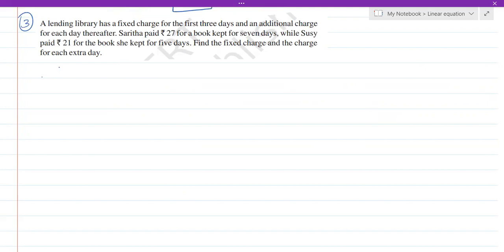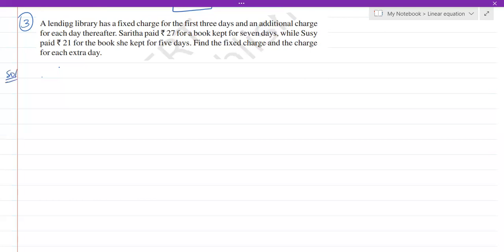Okay, after 3 days. So Sarita paid rupees 27 for a book kept for 7 days, while Susi paid rupees 21 for the book she kept for 5 days. Find the fixed charge and the charge for each extra day. Okay.